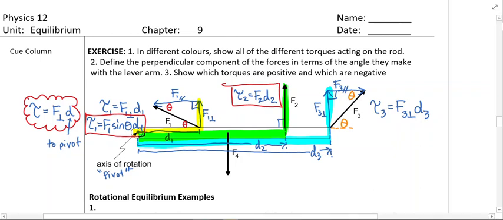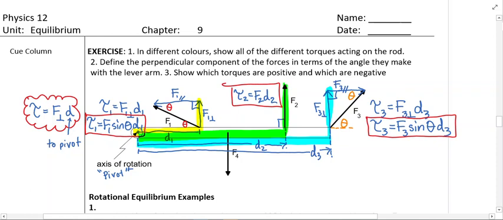Now we want to write F3 perpendicular in terms of the angle. So this is opposite and hypotenuse. So torque 3 is equal to F3 sine again, because opposite and hypotenuse is sine theta, and D3. Okay, so these are how you compute the individual torques from the individual forces.